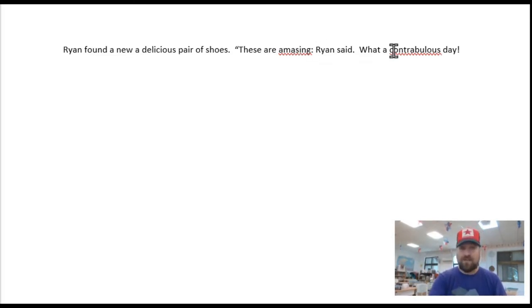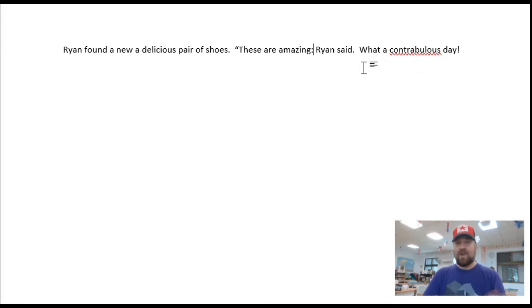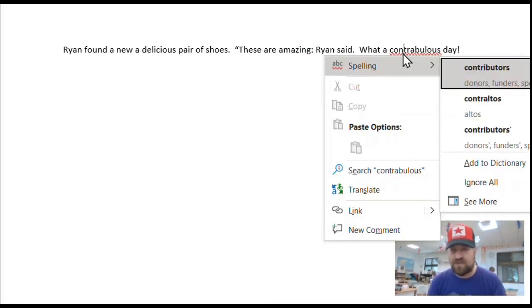Okay, so here, look, the first thing I'm going to notice is that I have two red marks underneath my words. If I were to left click or right click under this, it would give me three options. Here I have amazing, amassing, and amusing. Pretty sure I was going for amazing. What a contrabulous day. Contrabulous: contributors, contrators. Unfortunately, no good suggestions by the look of it.